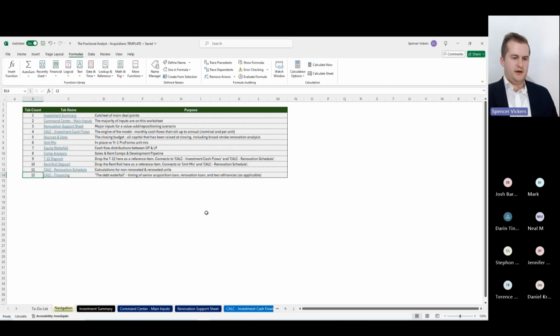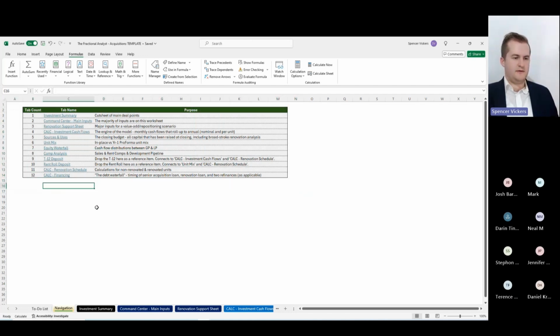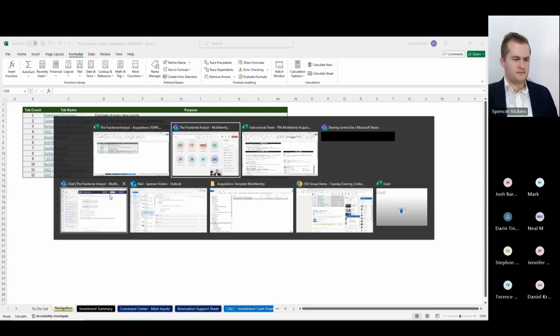And I want to reassure people that, if you do purchase the model, I'm always available for support. I'm always happy to talk through specifics about it and available to be a resource. So now that I've shared at a high level what's included in the model, I'll go over to my instruction sheet and share how I would go about underwriting a deal using this model.